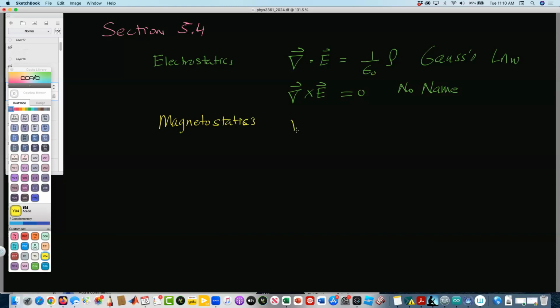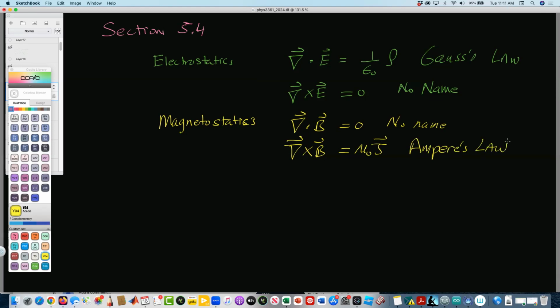Now for magnetostatics, we have two equations. We have del dot B, the divergence of B, equals 0. This does not have a name, although some people may call it no magnetic monopoles, because the direct consequence of this is that Maxwell's equations predict there are no magnetic monopoles, as we discussed. It doesn't mean they don't exist somewhere and Maxwell's wrong, but people have been looking for them for a long time and no one's found any. The next one is del cross B equals mu 0 J, and this is Ampere's law in differential form.